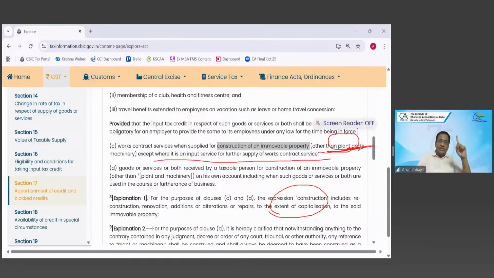पहला सिचुएशन, अगर वो डेबिट हुआ है एक्सपेंडिचर एंड नॉट कैपिटलाइज. दूसरा अगर वो प्लांट एंड मशीनरी से रिलेटेड है. और तीसरा कि अगर वो मेरा खर्चा is being incurred for the further supply the work contract, then I can take the ITC. I hope it is clear to all. Please confirm in the chat. I will proceed to the next part.